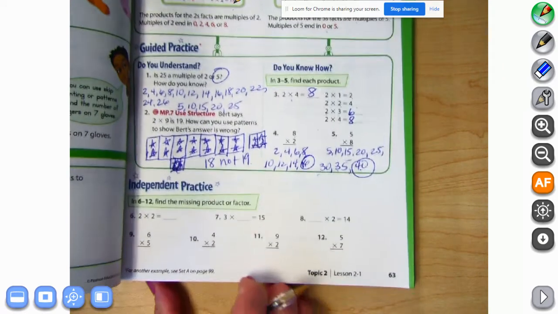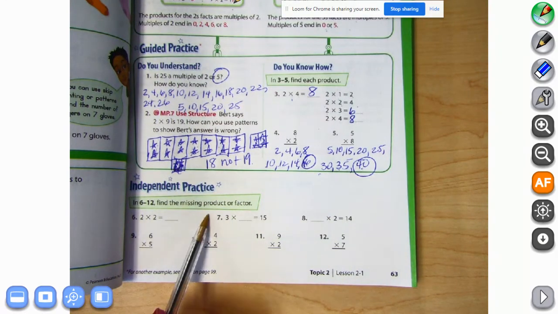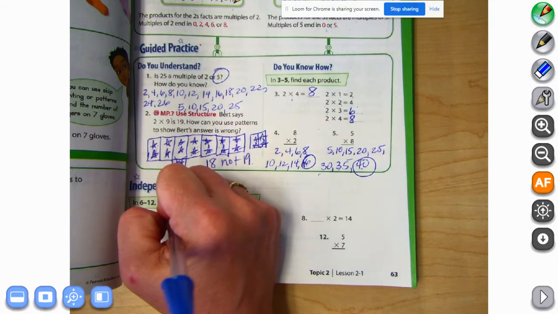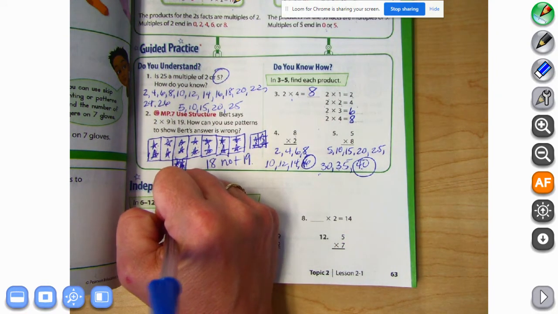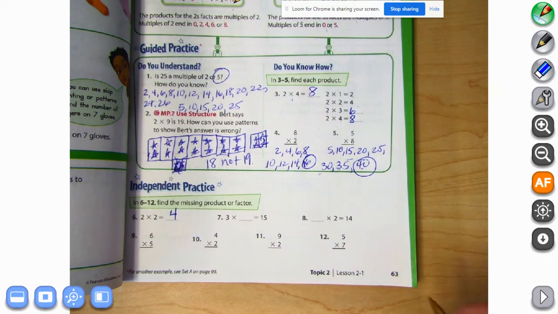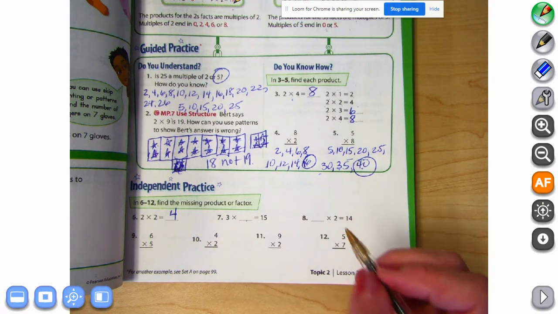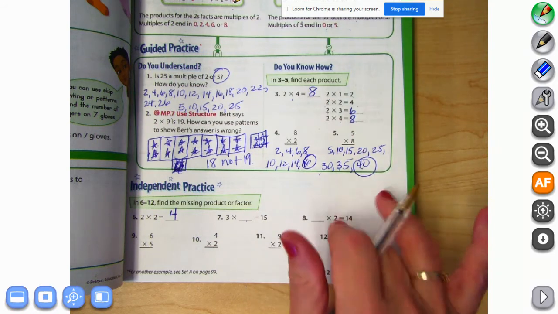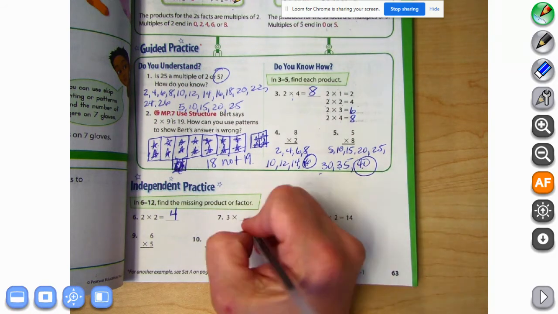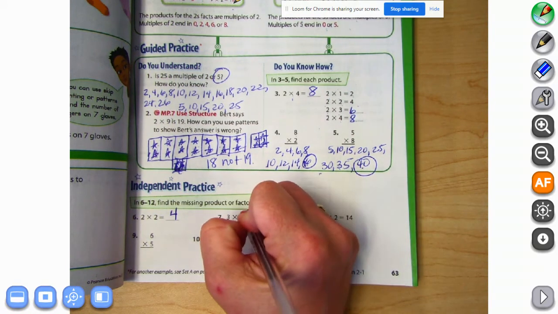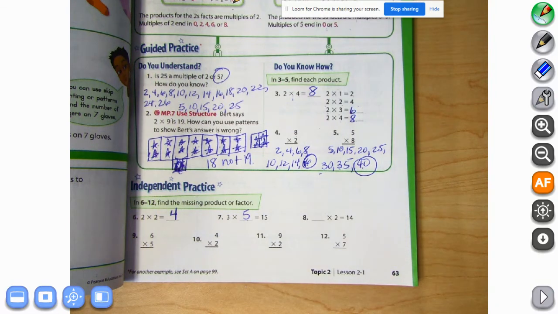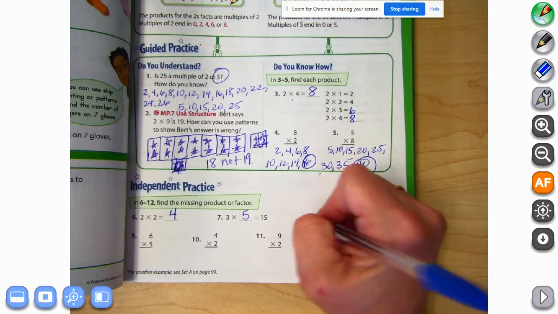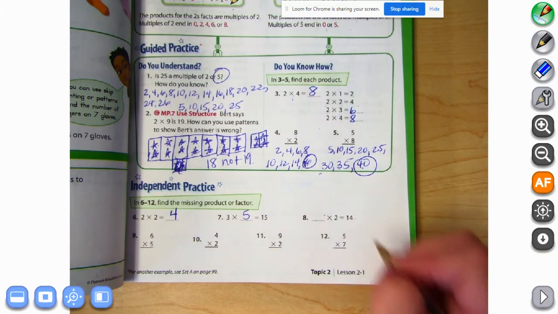Okay, let's slide down to independent practice. It says find the missing product or factor. So 2 groups of 2 is 4. 3 groups of 15. So we have 3, 6, 9, 12, 15. So we've got 5 groups. How many groups of 2 equal 14?